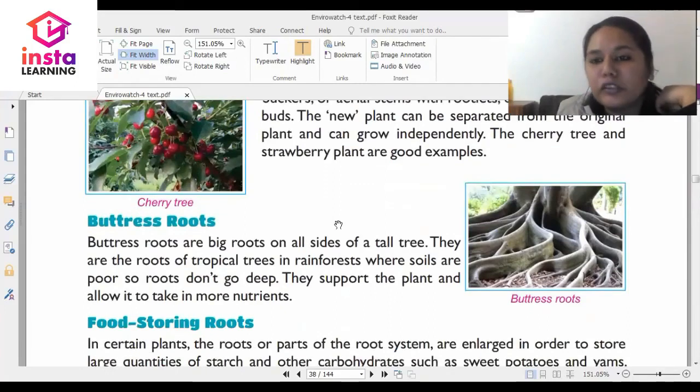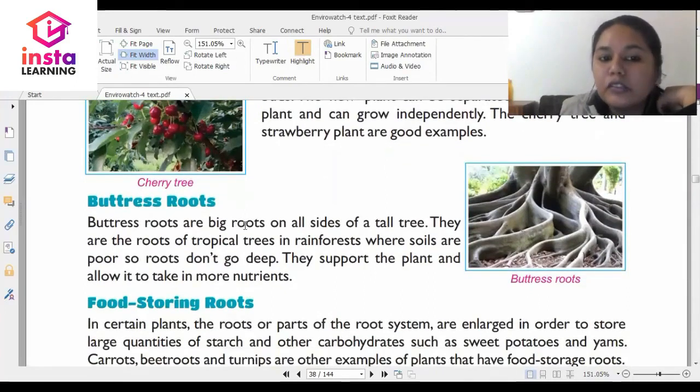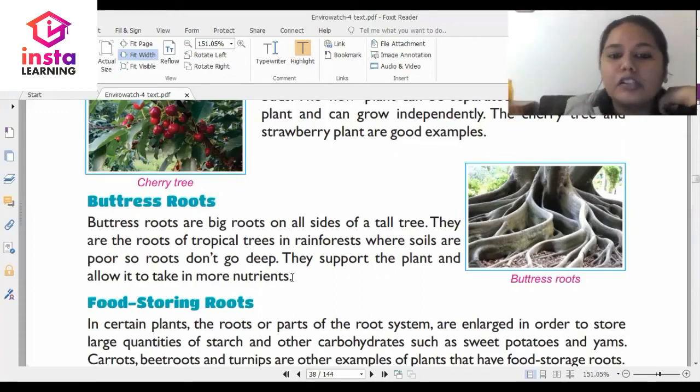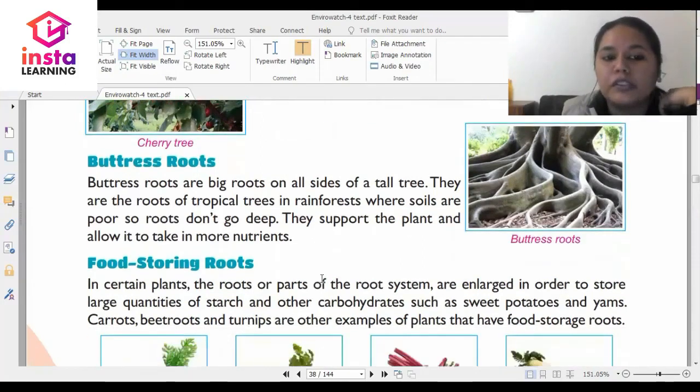Then you have buttress roots. Buttress roots are big roots on all sides of the tree. So have you seen such trees? These are the trees which have buttress roots. They are the roots of tropical trees in rainforests where soils are poor, so roots don't go deep. The soil is not good enough. So these roots, they are generally above the soil. They support the plant and allow it to take in more nutrients.